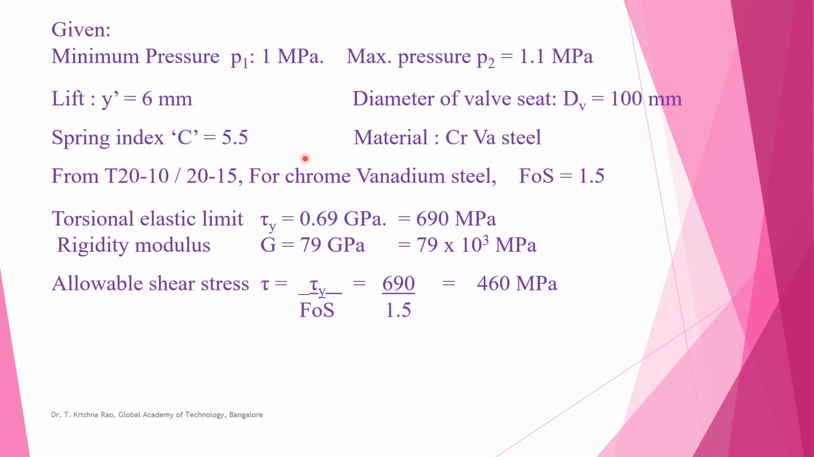Spring index is 5.5, material is chrome vanadium steel, and from table 20-10 for chrome vanadium steel, we take the torsional elastic limit. The properties are on the right side of the table. There are two properties here: one is tensile property, the other is torsional properties. Under torsional properties, the elastic limit tau y is 690 MPa, and the rigidity modulus is given as 79 GPa in the table. So divide by the factor of safety and get the allowable shear stress as 460.